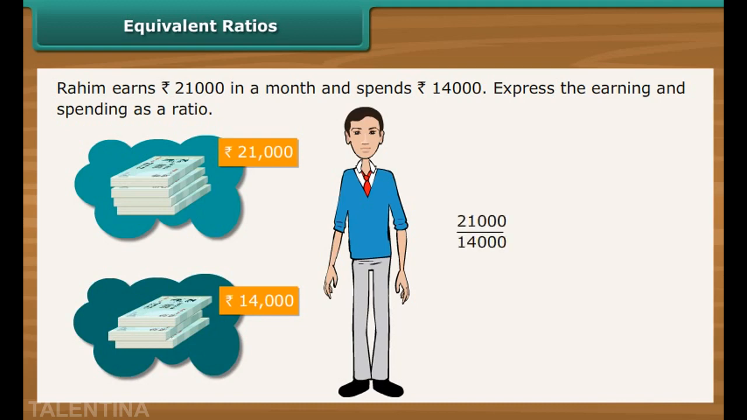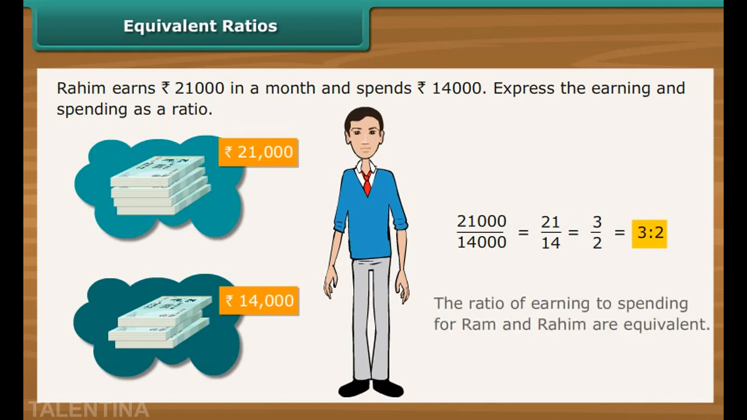21,000 by 14,000 is 21 by 14, which, when reduced to lowest terms, is equal to 3 by 2 or 3:2. It means that out of every 3 rupees earned, Rahim also spends 2. The ratio of earning to spending for Ram and Rahim are equivalent.